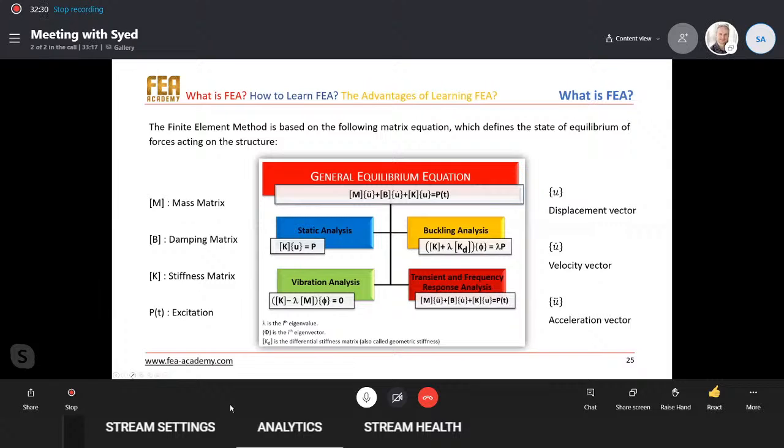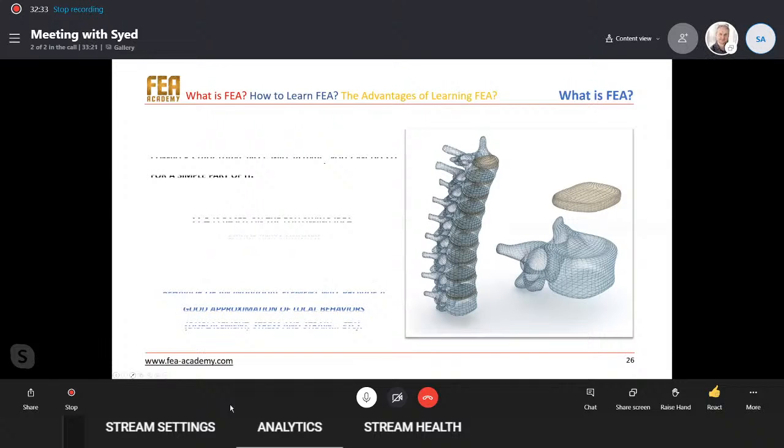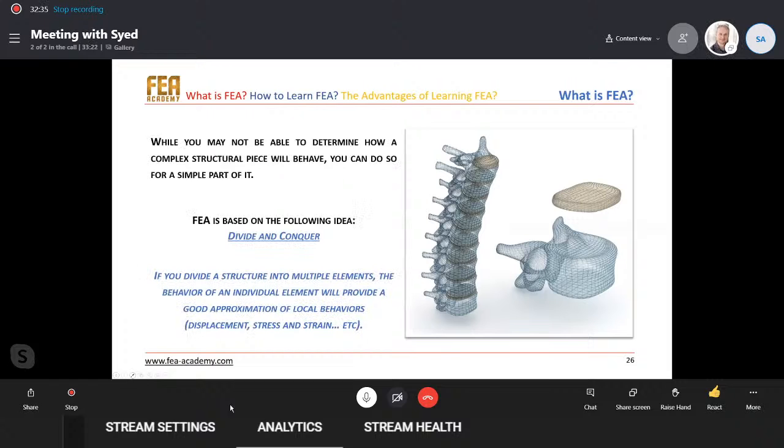So while you may not be able to determine how a complex structural piece will behave, you can do so for a simple part of it. So this is why FEA is based on the following idea: divide and conquer. If you divide a structure into multiple elements, the behavior of an individual element will provide a good approximation of local behavior, for example, the displacement, the stress, and the strain.